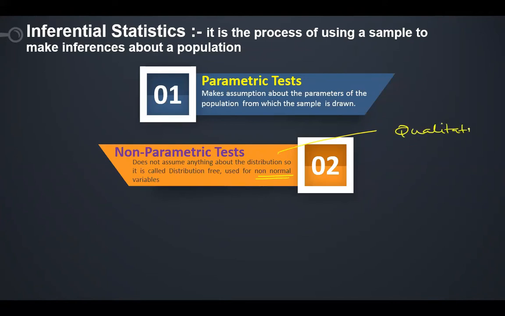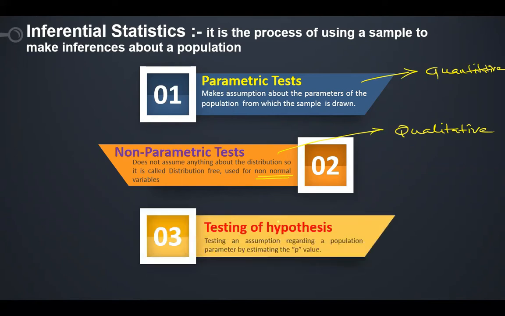When we have a qualitative variable, I can use non-parametrics. When I have a quantitative variable, I'll use the parametric test. Whenever I have a qualitative variable, I will use a non-parametric test. Now, what is hypothesis testing? Hypothesis testing is nothing but testing an assumption.